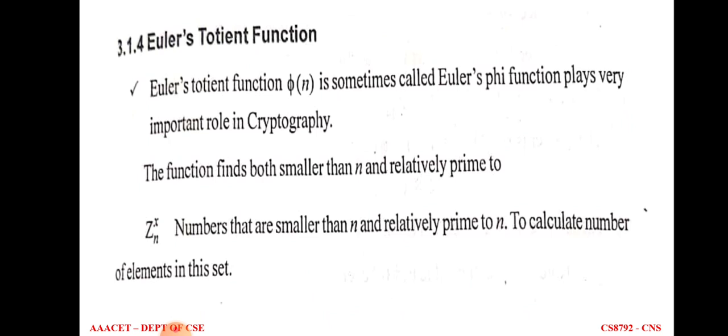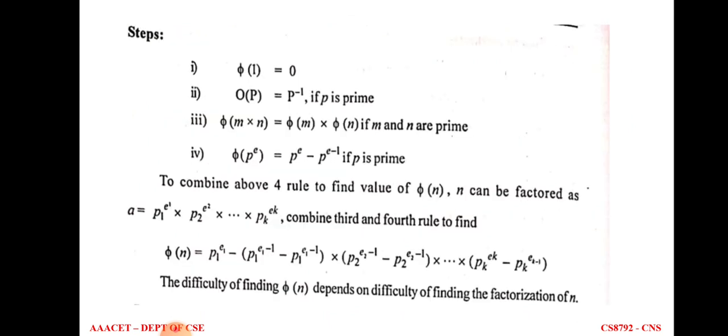It is also denoted by Z suffix n and prefix x. Here the numbers are smaller than n and relatively prime to n. We will see what that is. There are four rules to find the Euler totient function. The first one is phi of 1 is equal to 0. Wherever phi of 1 occurs, we directly write the value 0.